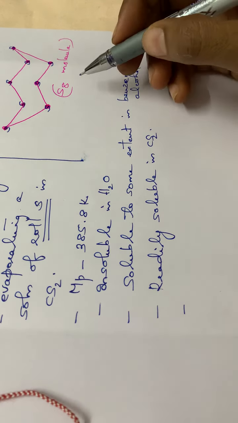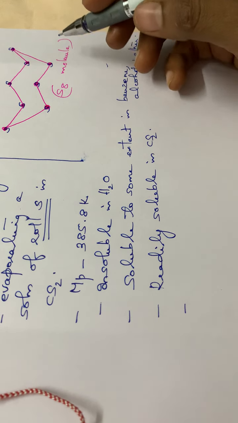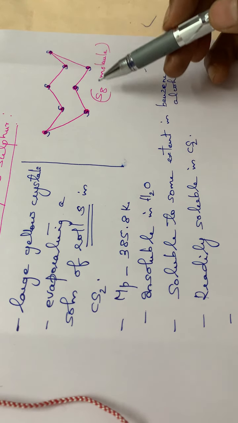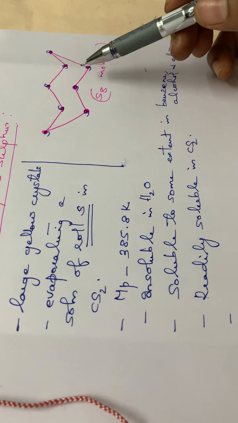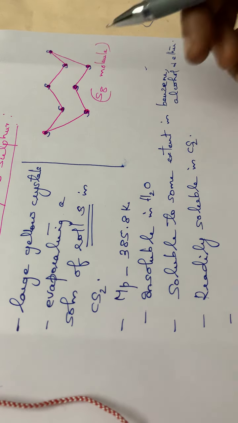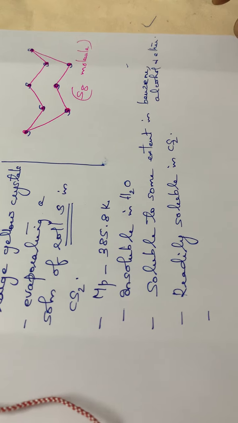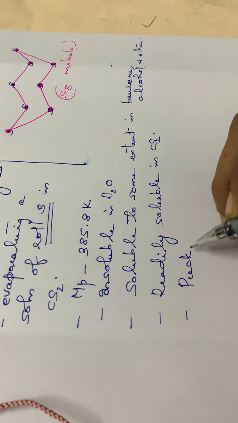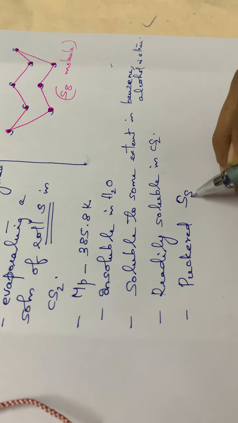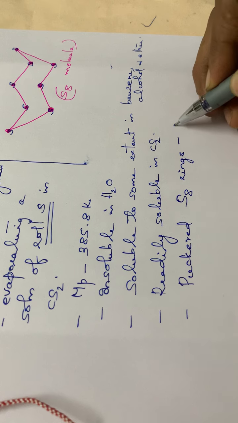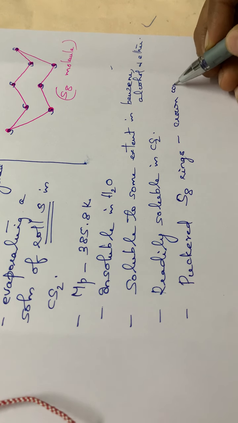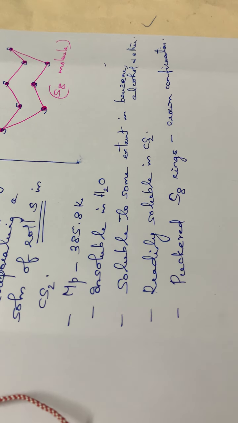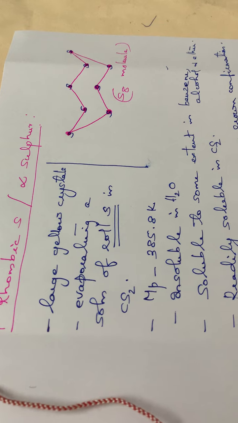Coming to the structure, it has a crown conformation. It is just in the form of a crown. I don't know whether you will see it as a crown; you can refer to your textbook. It is a crown shaped structure. I am not good at drawing. It has a crystal structure with puckered S8 rings and a crown conformation. So this is about rhombic sulfur or alpha sulfur.